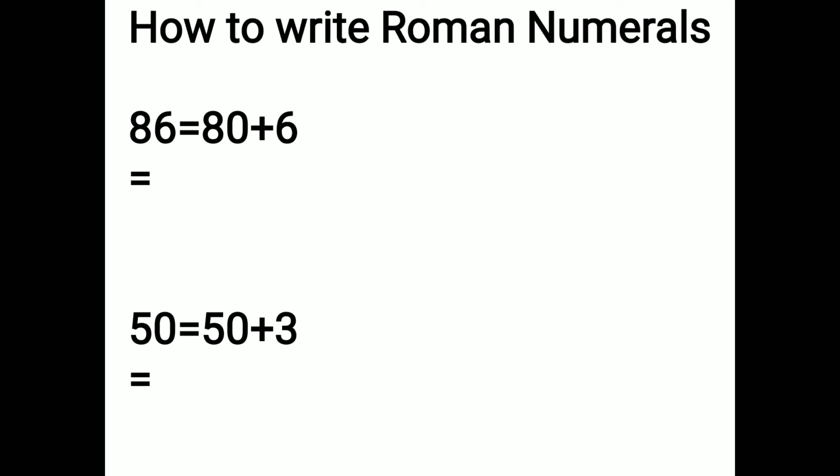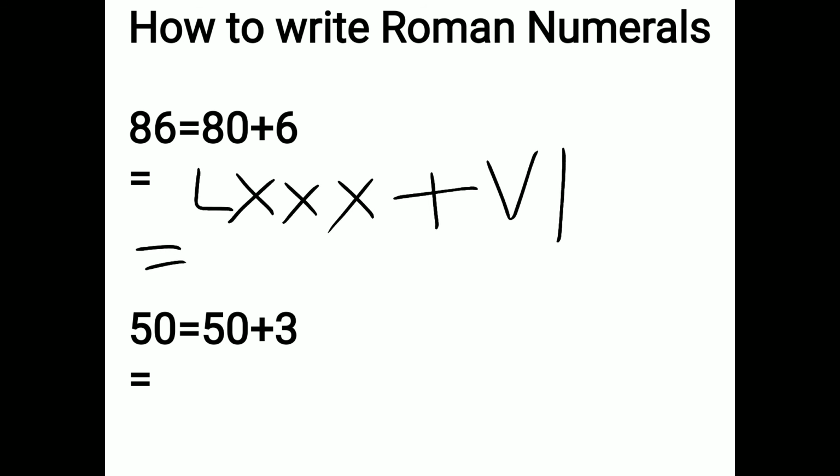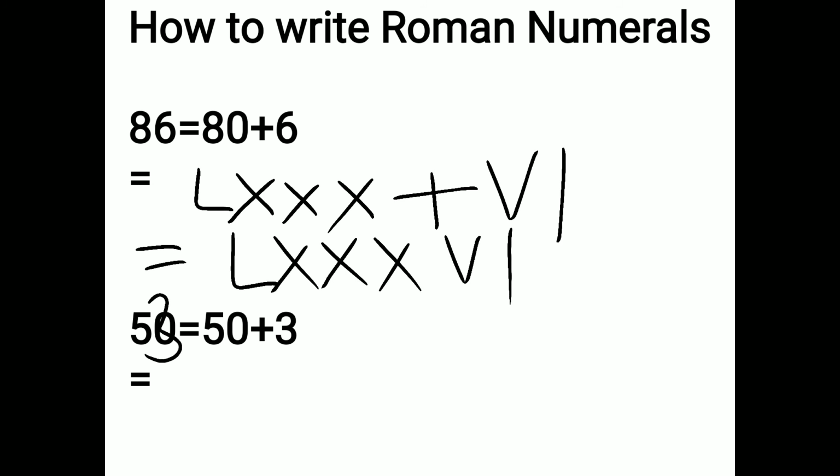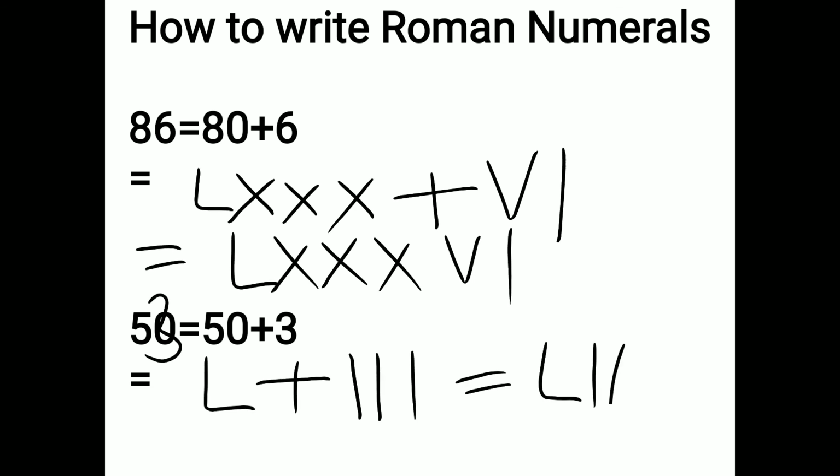Now 86. 80 plus 6. 80 is made with 50 plus 30. So the symbol for 50 is L and 30 is XXX. Plus the symbol of 6 is VI. So it will combine and the answer will be LXXXVI. Clear? Now 53. How do we make 53? 50 plus 3. The symbol for 50 is L and the symbol for 3 is III. So the answer will be LIII.